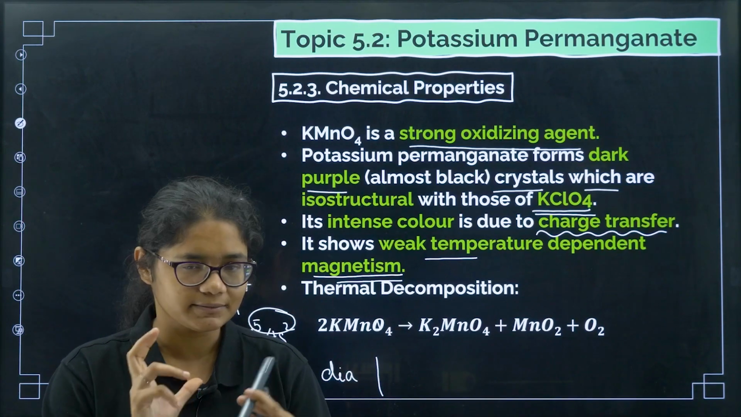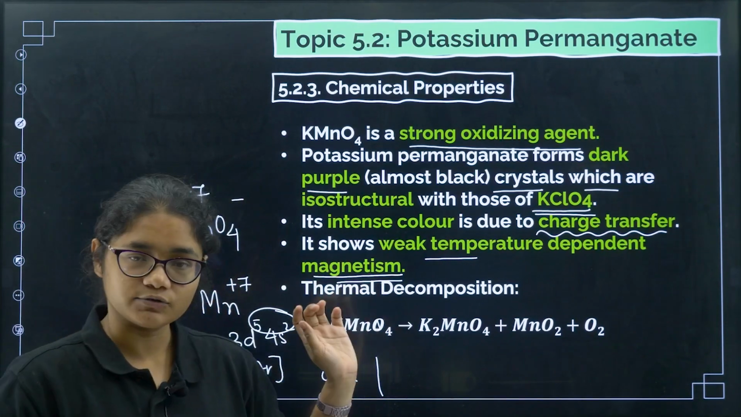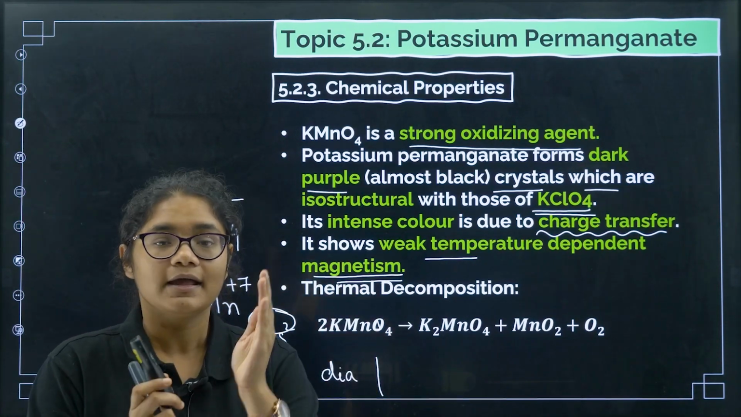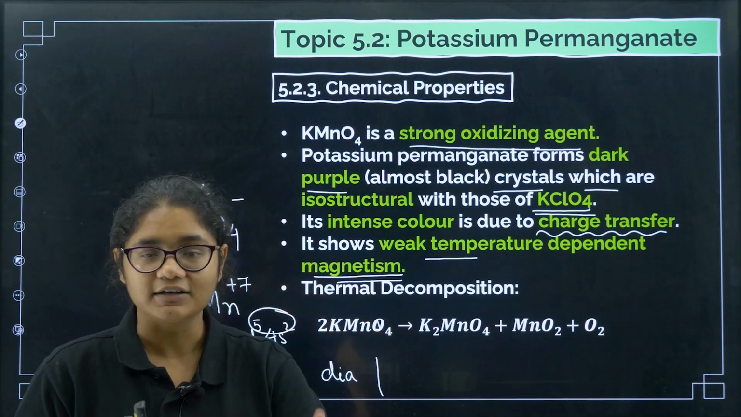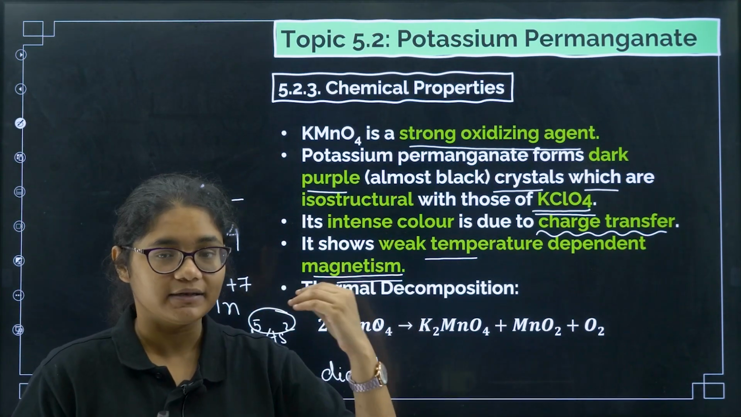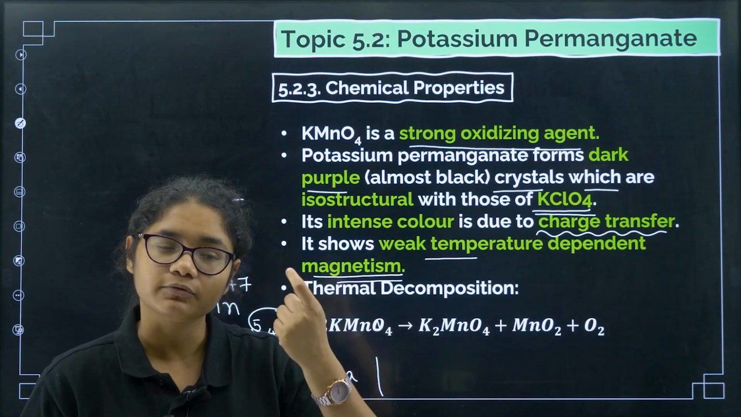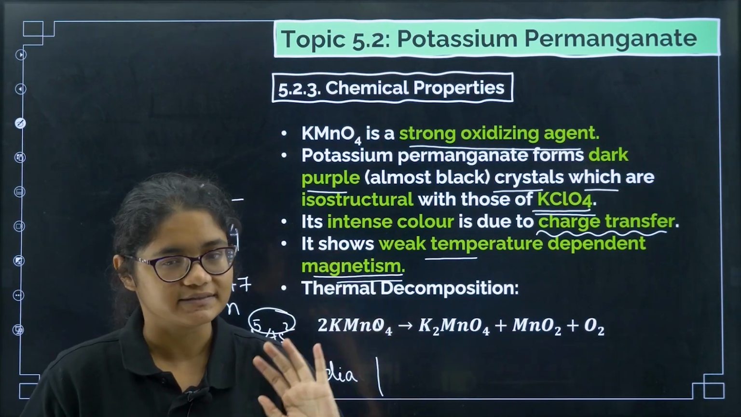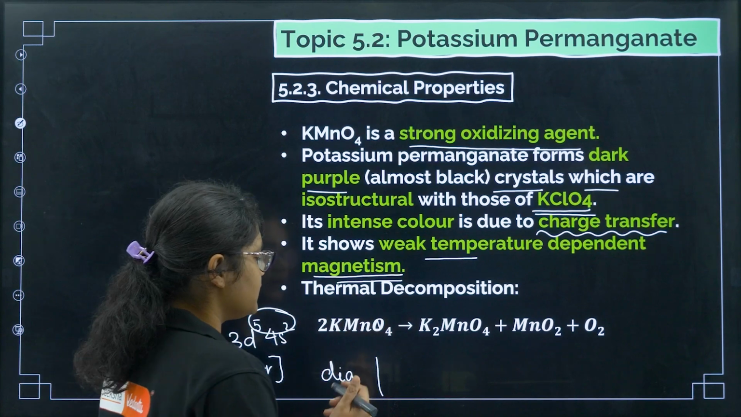Some concept is there which is again not in the scope of the syllabus, but you need to know that permanganate ions are generally diamagnetic, there is no unpaired electron, but when you increase the temperature they show some weak paramagnetism behavior. Okay, next thermal decomposition.